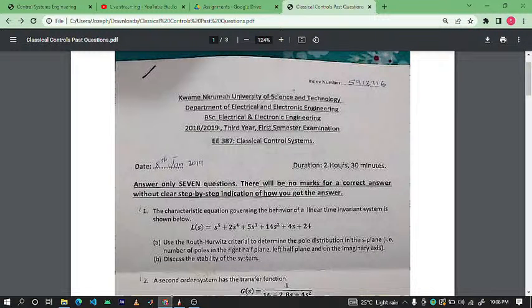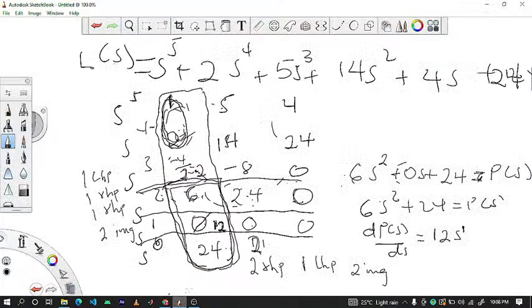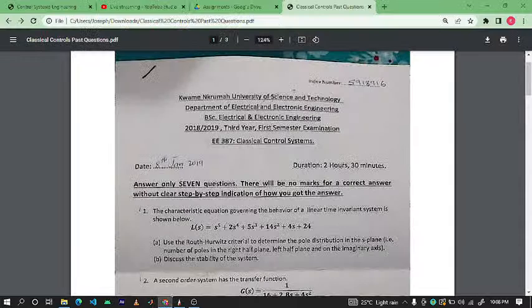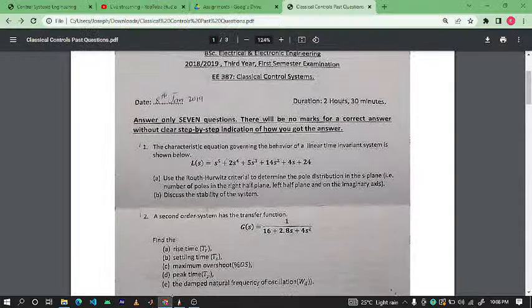So the next question is to discuss the stability. From the moment you get something on the right half plane, it tells you that it's not stable. So you're to discuss, you know what to write. Next question.